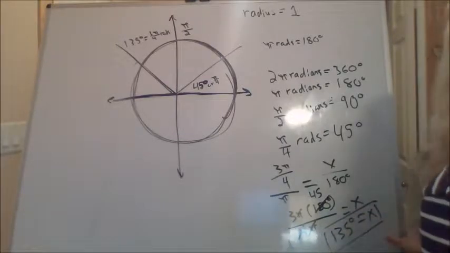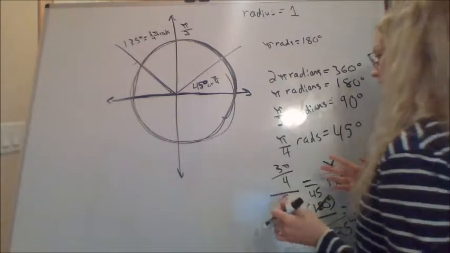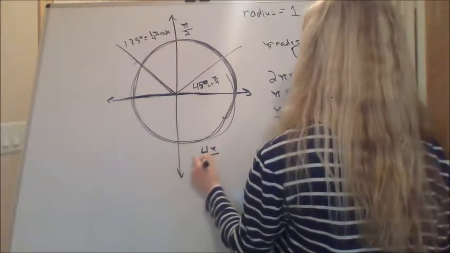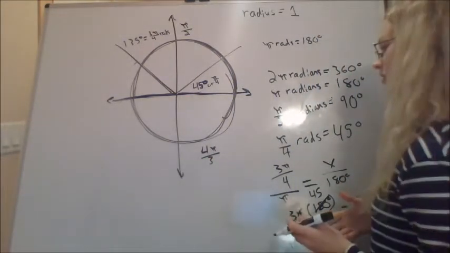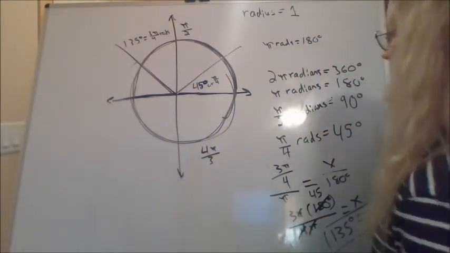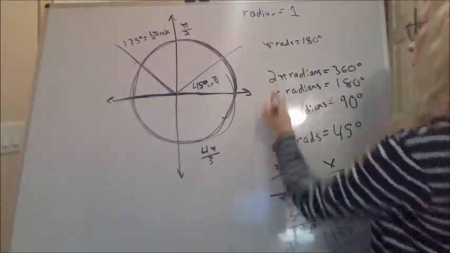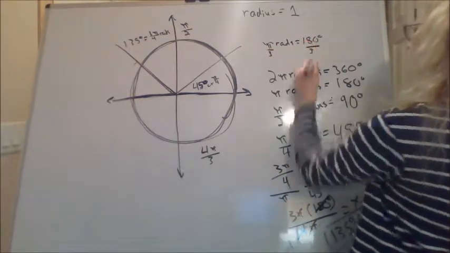So we are absolutely right with that. Let's try another one. Let's say that we have 4 pi over 3. What is 4 pi over 3 going to be in degrees? Well, if you think about it, if pi radians is equal to 180 degrees, then if we divide both sides by 3, this is going to be 60 degrees.